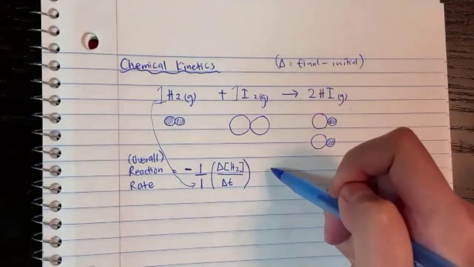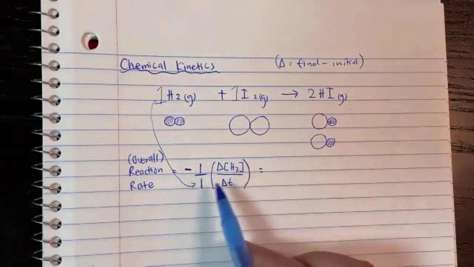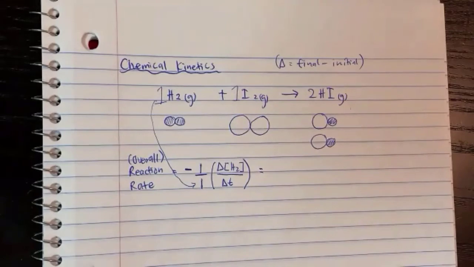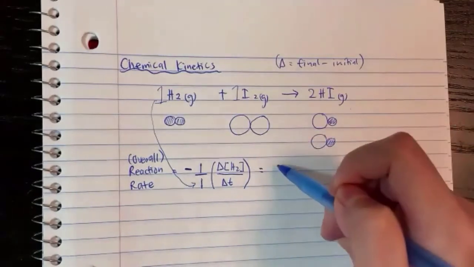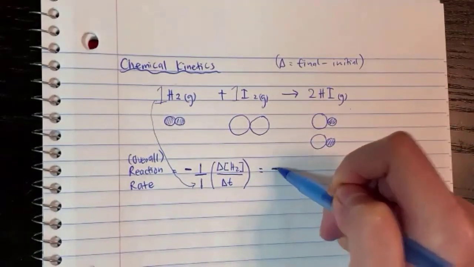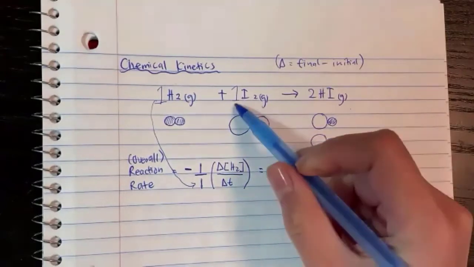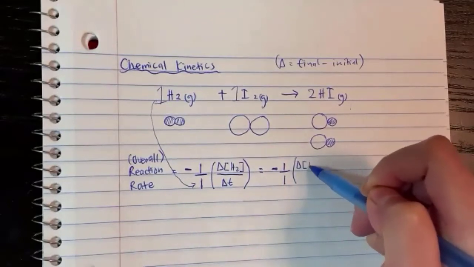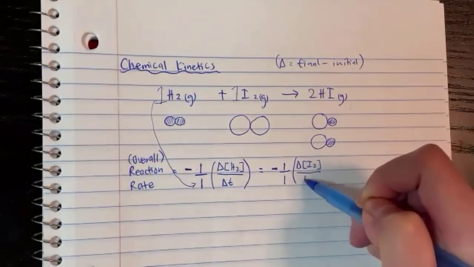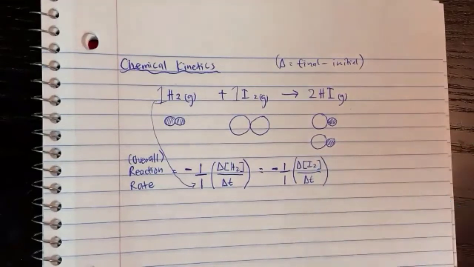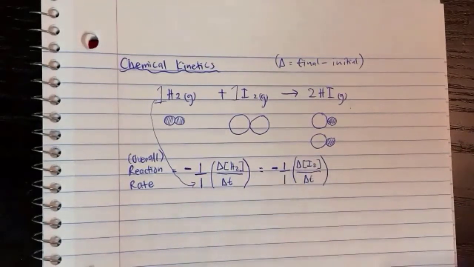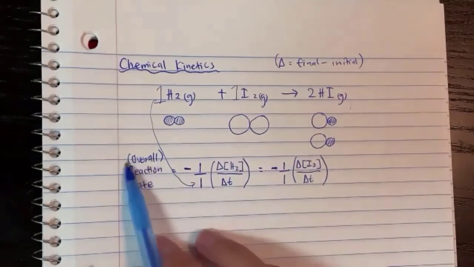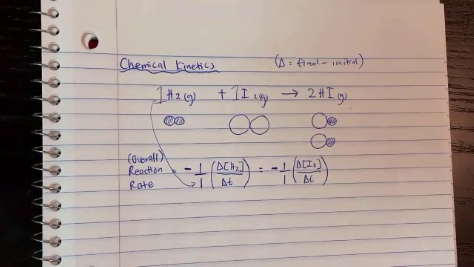Now, can you write the reaction rate using I2 instead of H2? Maybe we're measuring I2, which in our lab we will be. So it will be a negative sign. And then 1 over, what's the coefficient? 1. And then multiply with delta concentration of I2 over delta T. These two formulas will give you the same exact answer for reaction rate if you put numbers in.